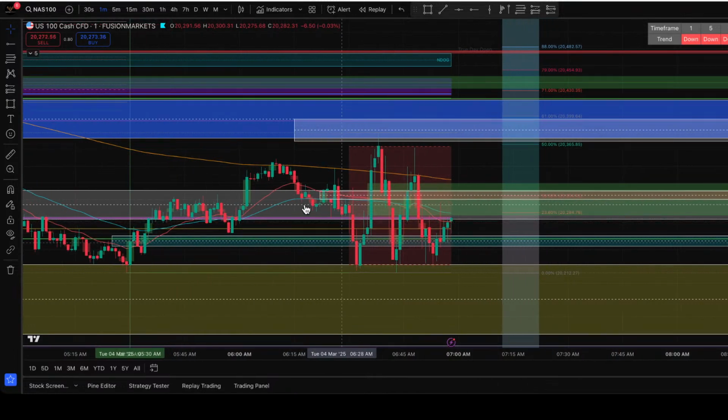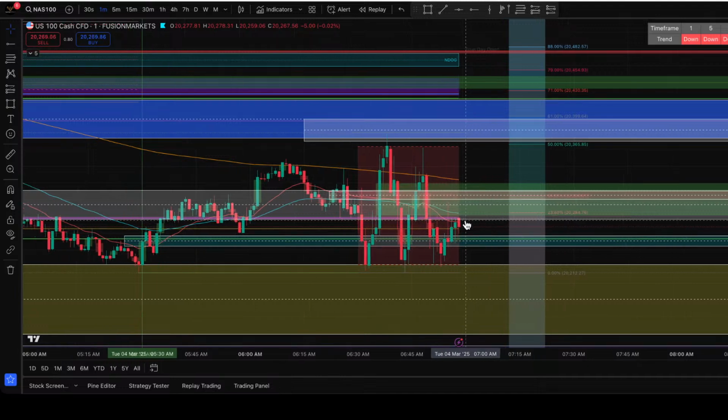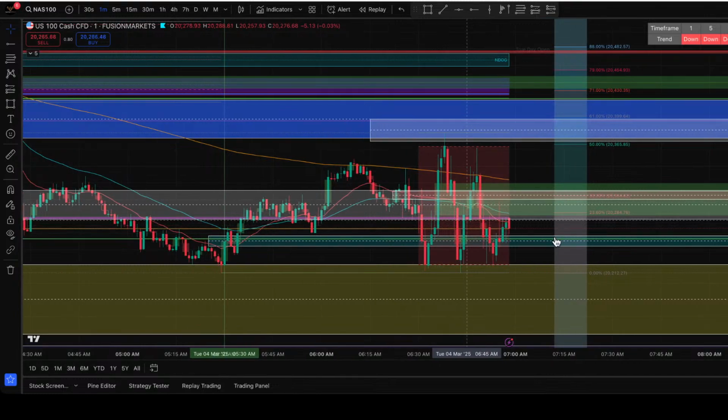Don't for a second think that you're missing out on anything. You haven't missed out on a single thing yet. That's the whole point of this strategy, the whole point of this indicator. You don't miss out. You can't miss out. The only thing it does is it protects you from the manipulation.